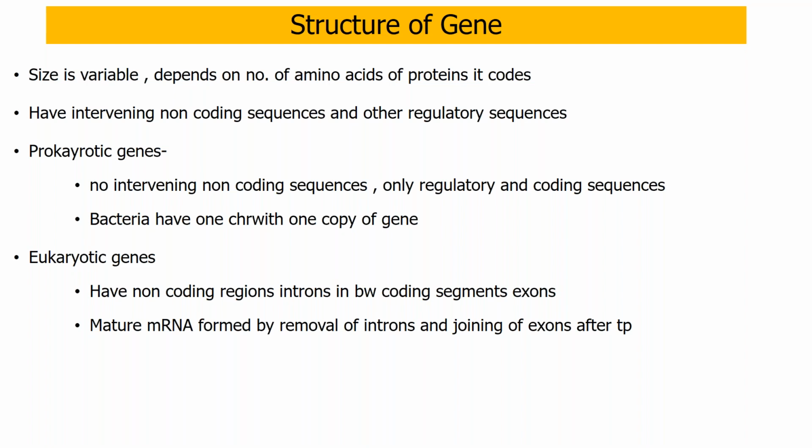Structure of gene. The size of each gene is variable, depends upon the number of amino acids of the protein it codes. Okay? They can have intervening non-coding sequences and other regulatory sequences. Prokaryotic genes will have no. Okay, first let us understand eukaryotic. They have non-coding regions called introns intervening between the coding segments, called exons, which are expressed. Exons means they are expressed and make RNA, so we call them coding segments. Between them in the DNA are non-coding sequences which we call introns, because they intervene between the exons.